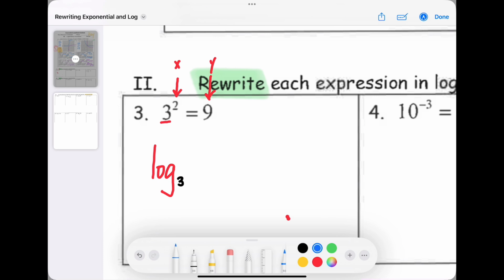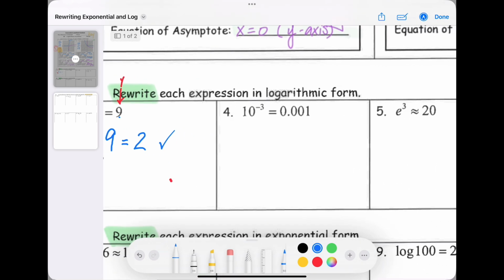Then what do we say? x and y switch. So therefore, your 9 is going to come to the left side, and the 2 is going to come to the right side. And that's it. Do not overthink. What you see is what you got.